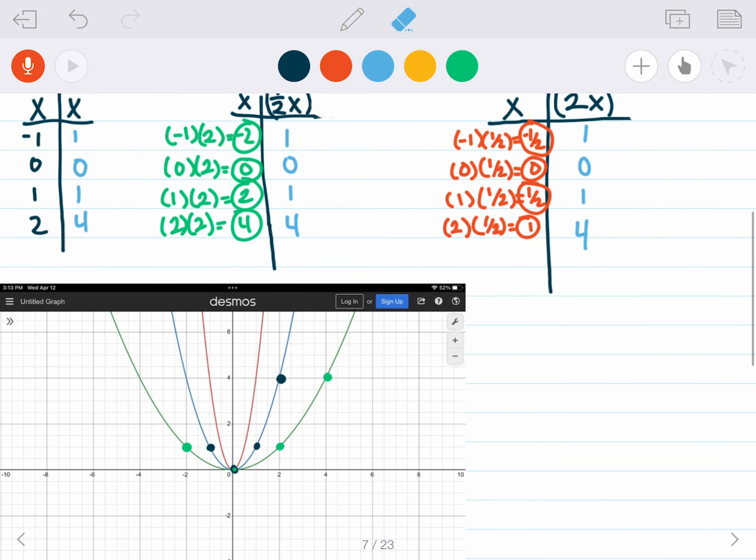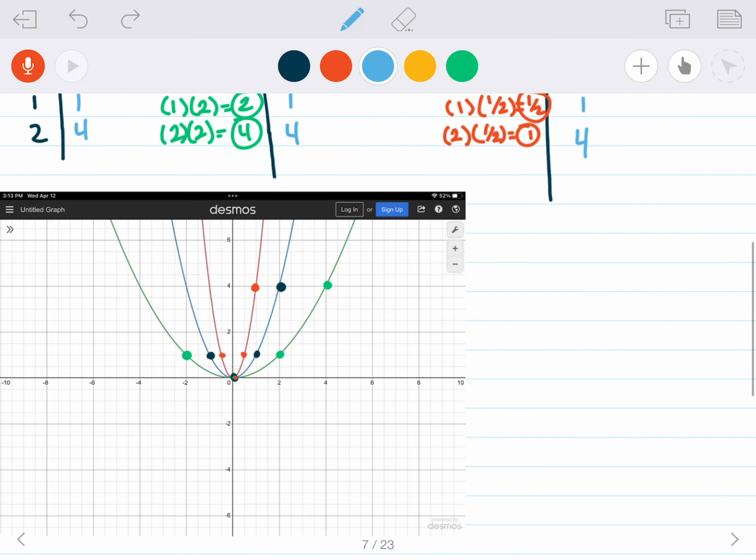All right, so we have -1/2, 1. Oops. So that's going to be that point right there. 0, 0. 1/2, 1. And 1, 4. Okay, so you can see from the parent graph, the points are shrinking horizontally. They're getting closer and closer to each other horizontally. Okay. All right, so that's horizontal stretches and shrinks.